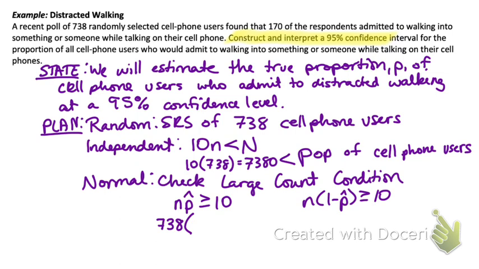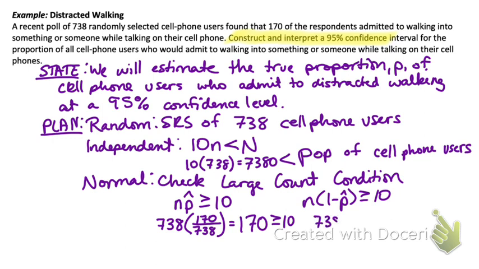P hat is my proportion of success, meaning in the sample, what proportion were distracted walking. So you can either turn this into a decimal or you can leave it as a fraction, 170 over 738. If you leave it as a fraction, then you already know what the answer is, and it is 170. That is the number of successes. That is the number of people in the sample that said they have distracted walked.